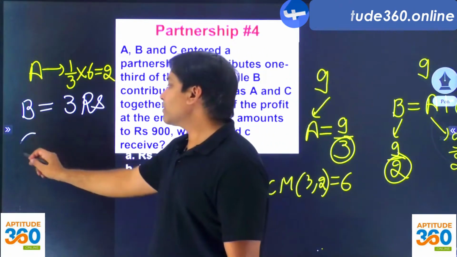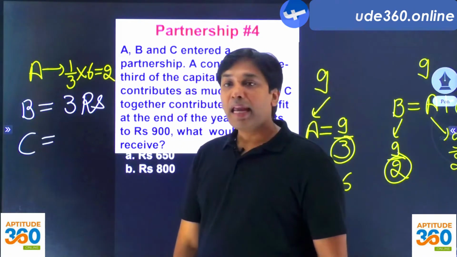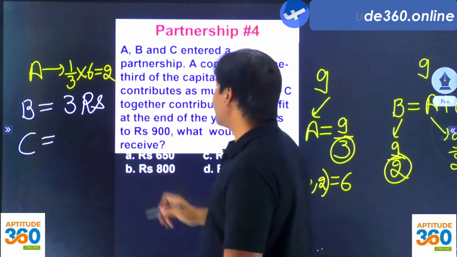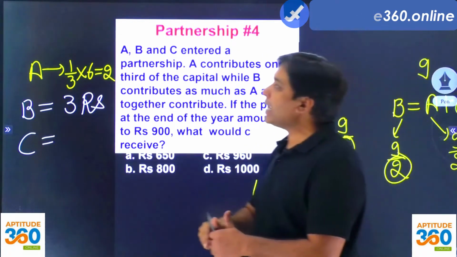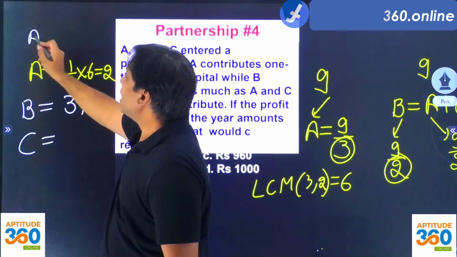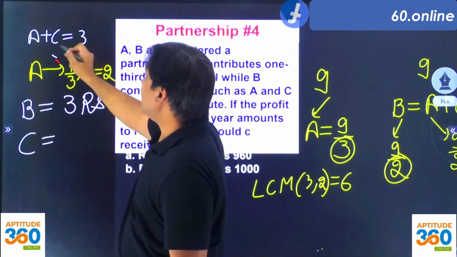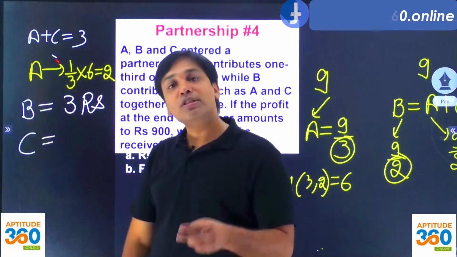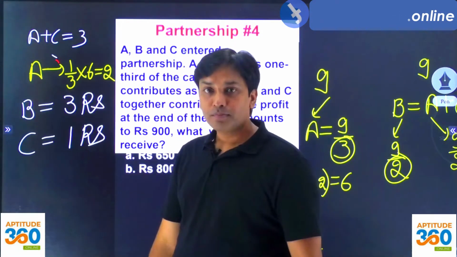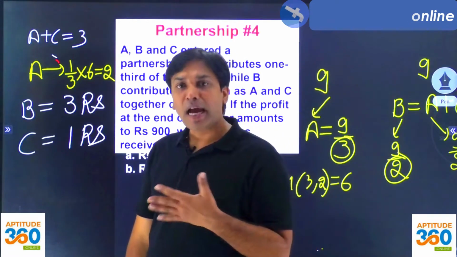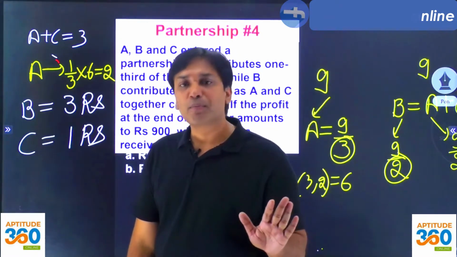How about C? A and C, B is going to be getting 3. So A and C is also going to be getting 3. And if the value of A plus C is 3 and A you already know is 2, what is going to be the value of C? 1 rupee. That's my fictitious values. I assume those values just to simplify my problem.